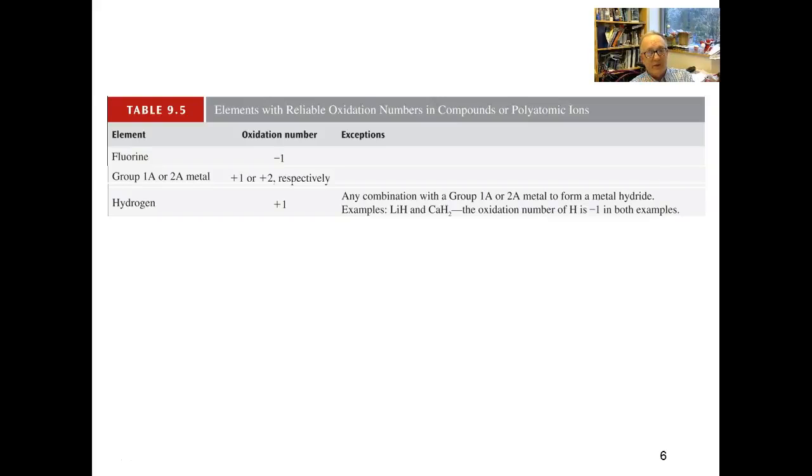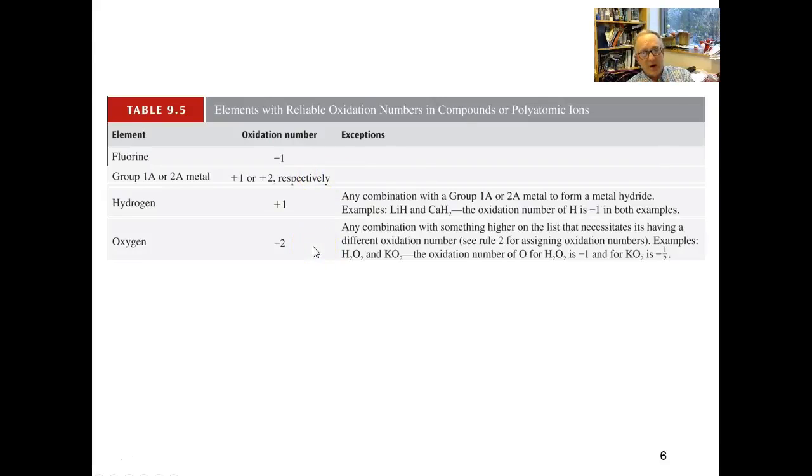And so in lithium hydride or calcium hydride, lithium would have a +1 oxidation number, and that hydrogen is going to have a -1 in that compound. In calcium hydride, CaH2, calcium is +2, so here each hydrogen has to be -1.